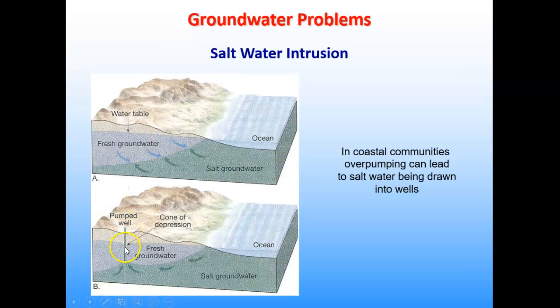But if I pump too much, I depress this table here, and I potentially can pull in some salt water. And so if you live at the coast or you're an island, you really have to manage your pumping so that you don't pull in some salt water, because once you do, you can't get it out, and that well has to be abandoned. And so there's issues with that have to be taken into account depending on where you live.